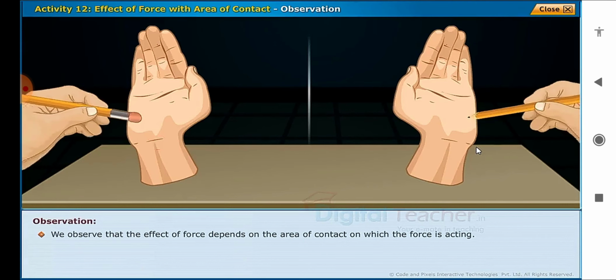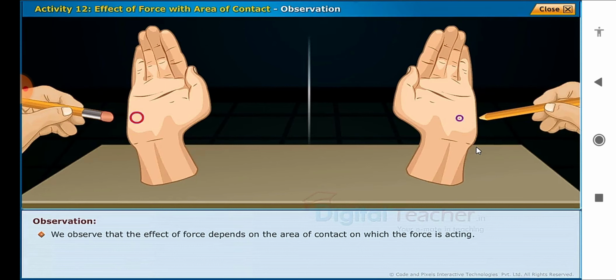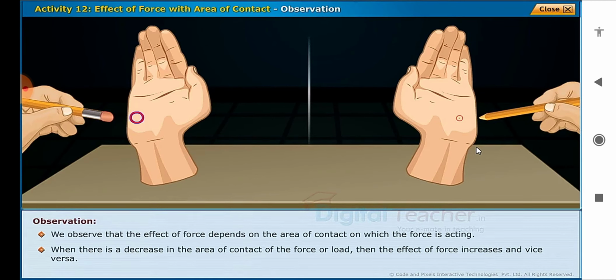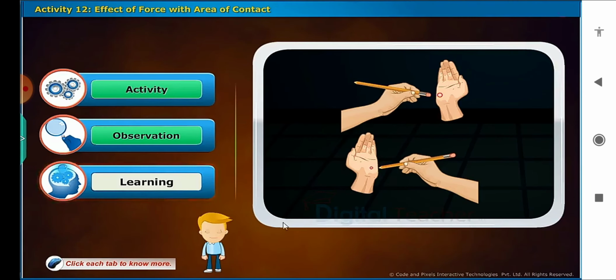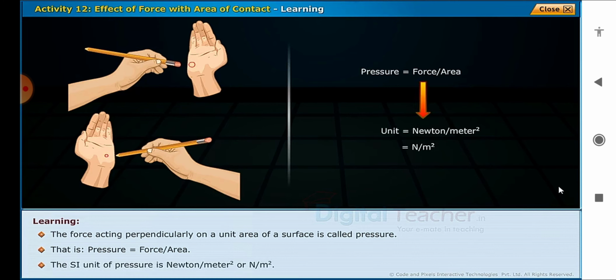We observe that the effect of force depends on the area of contact on which the force is acting. When there is a decrease in the area of contact of the force or load, then the effect of force increases and vice versa. The force acting perpendicularly on a unit area of a surface is called pressure. That is, pressure is equal to force by area. The SI unit of pressure is Newton per meter square or N/m².